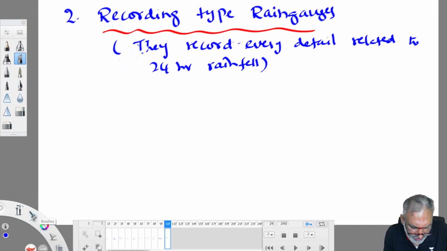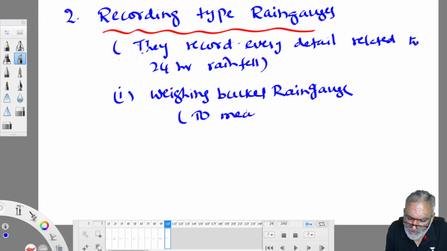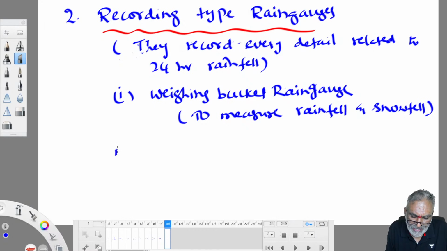So the popular among them is the weighing bucket type rain gauge. The unique feature of the weighing bucket rain gauge is that it measures both rainfall as well as snowfall. That much idea is more than sufficient. So to measure rainfall as well as snowfall, we recommend the weighing bucket rain gauge. To measure rainfall and snowfall, we use the weighing bucket type rain gauge.